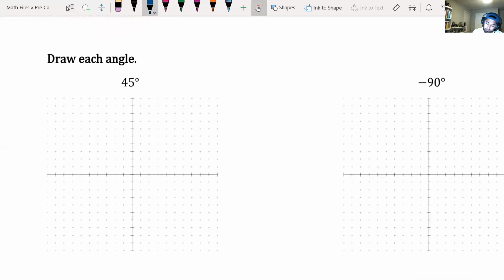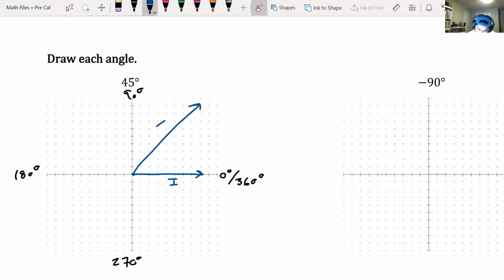So for this one, we can go ahead and label our quadrants with their angles. So here's 0 degrees. There's 90 degrees, 180 degrees, 270 degrees, and one full rotation, 360 degrees. This means that 45 degrees would be in which quadrant? Quadrant 1, good. There's initial, and then 45 degrees would just cut straight through. There's terminal, and this would be 45 degrees.